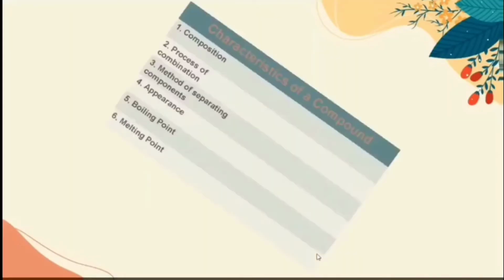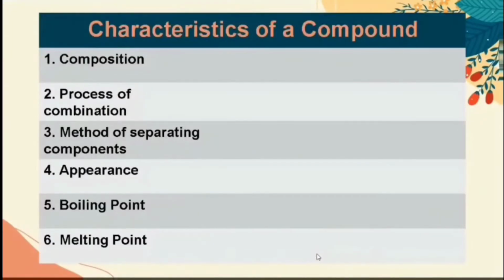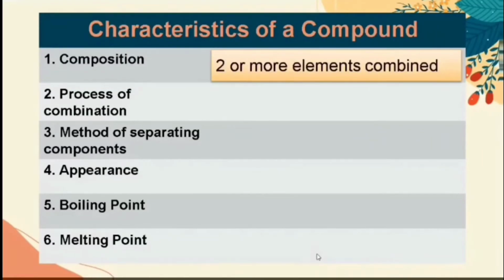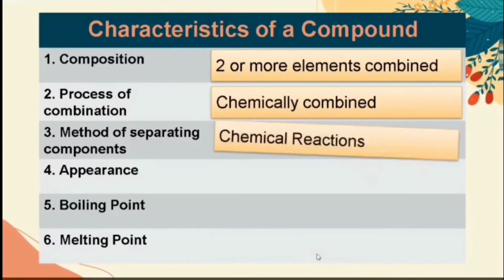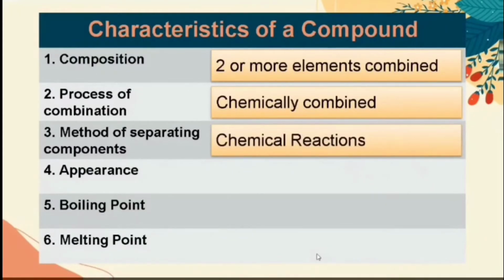To sum up the characteristics of a compound, let's complete this table. Number 1. Composition. Compound is composed of two or more elements combined. Number 2. Process of combination. Compounds are chemically combined elements. Number 3. Method of separating components. Components of a compound can be separated by chemical reactions.